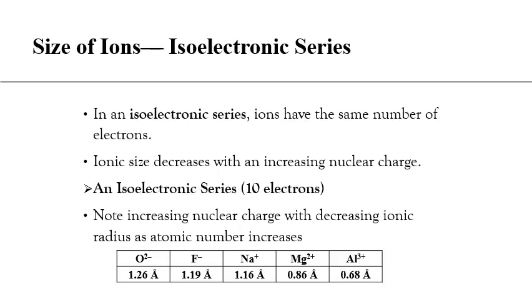Oxide ion will have 8 protons. Fluoride ion will have 9 protons, and sodium will have 11 protons. Magnesium will have 12 protons, and aluminum 13 protons. So the nuclear pull will increase and the size decreases.